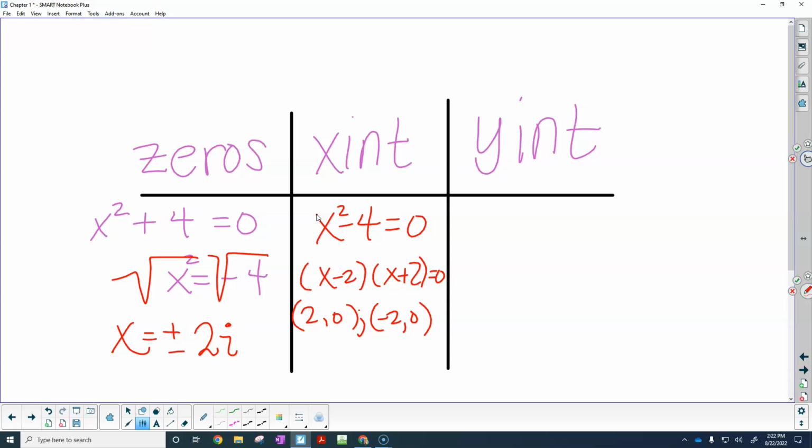Last column, I love finding y-intercepts. Half of you guys can find a y-intercept in your head. This is just order of operations. So easy.